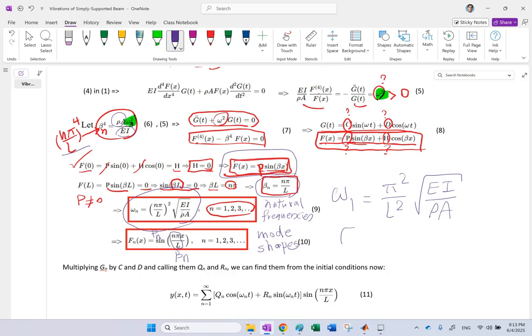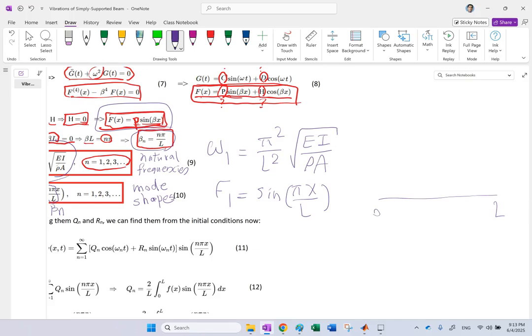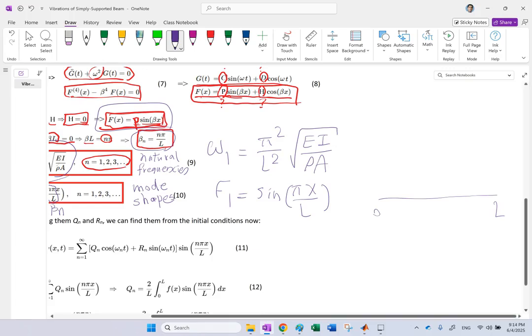So mode shape number 1, for instance, is sine of pi x over L. Just plug in n of 1. Now, how does it look? Well, if you draw the beam, this is 0, this is L. So at 0, it's 0. At L, it's sine of pi, which is 0. At L over 2, you get sine of pi over 2, which is 1. So your first mode shape looks something like this.